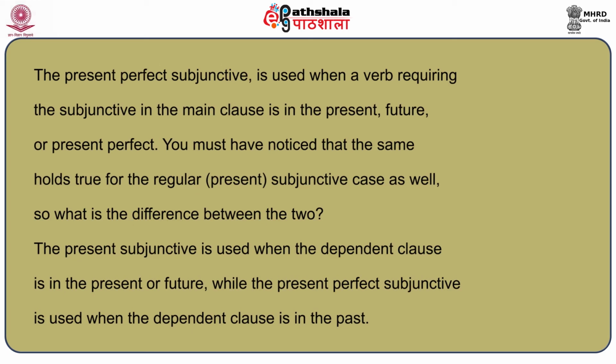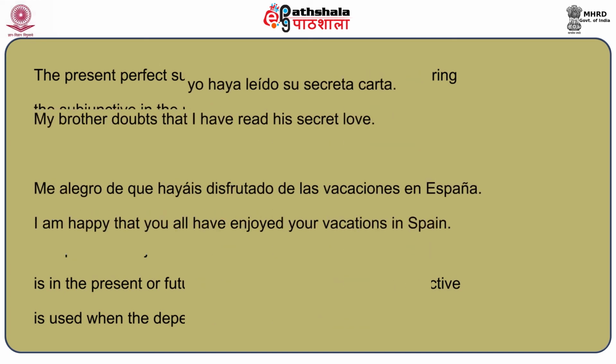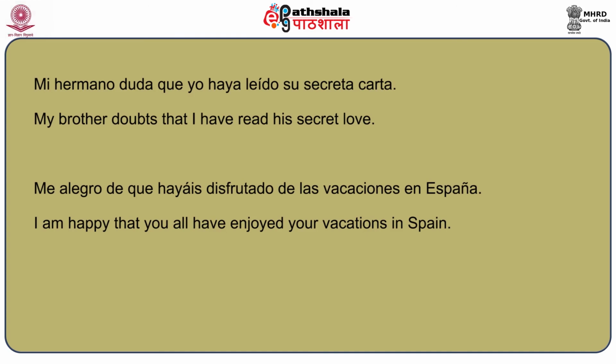So what is the difference between the two? The present subjunctive is used when the dependent clause is in the present or future, while the present perfect subjunctive is used when the dependent clause is in the past. Mi hermano duda que yo haya leído su secreta carta. My brother doubts that I have read his secret letter.